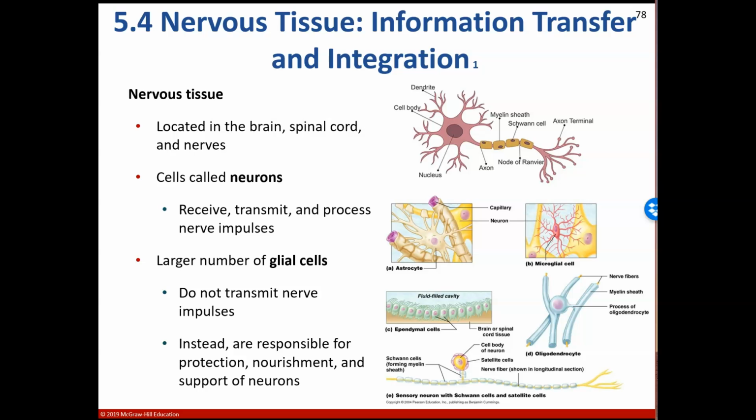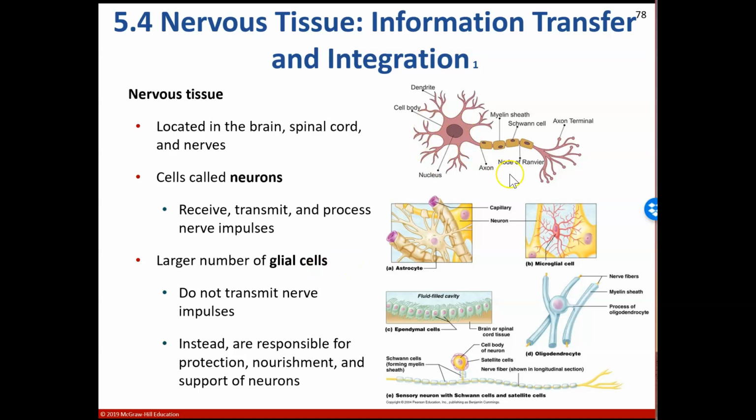They're going to outnumber our neurons. It's actually, I believe, 10 to 1. So we've got 10 glial cells for every one neuron. And the way I like to talk about them is that our neurons are kind of like our celebrities, and the glial cells are the staff that support that celebrity.